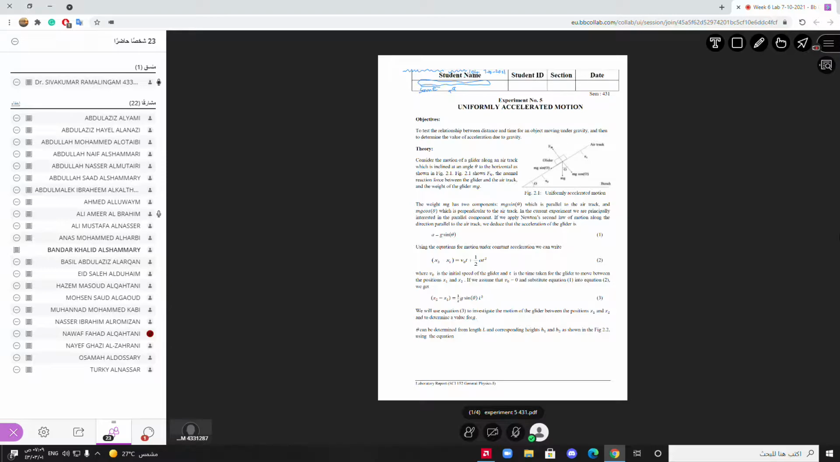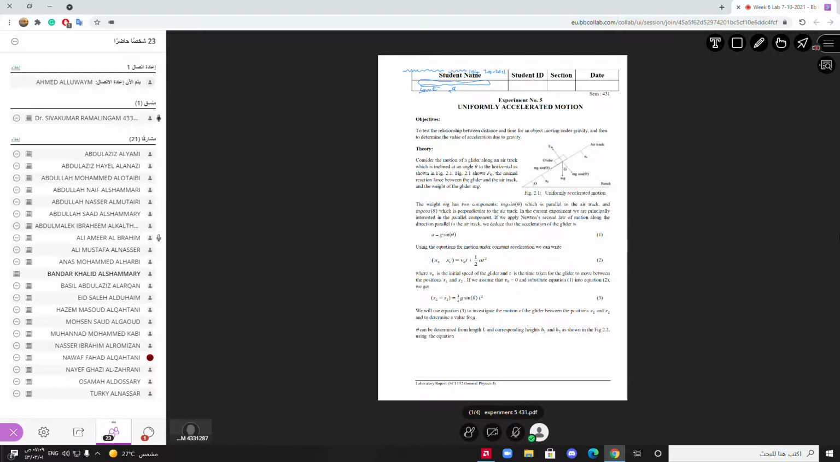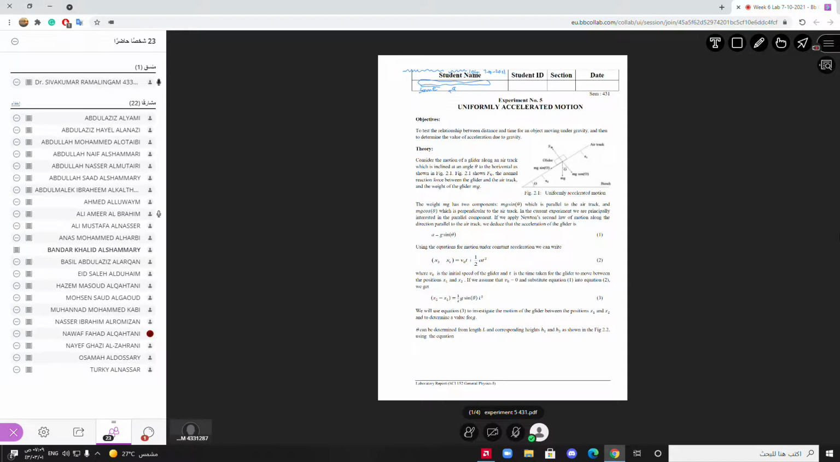Then what is the real example for uniformly accelerated motion? You can give the motion of any object due to gravitational force. If you drop an object from a certain height, you are not giving any force to the object, just dropping it. Now the free falling object is moving due to gravity, right?